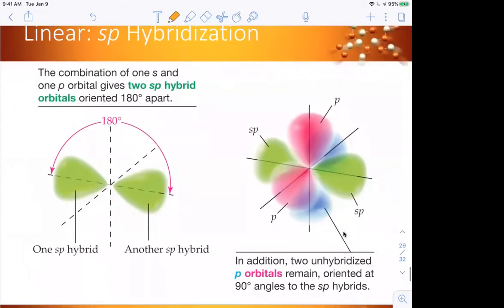So what this looks like is this. Here is that linear sp to sp. Then I have a p orbital going up and down, a p orbital going in and out. Remember, this is a three-dimensional geometry. These two sp orbitals are going to be oriented 180 degrees. This gives me my linear geometry, which is always an sp hybridized atom.